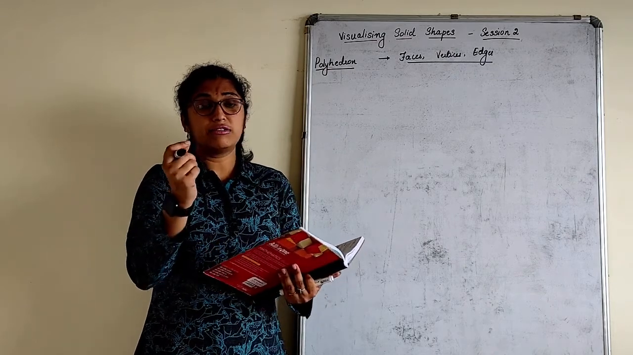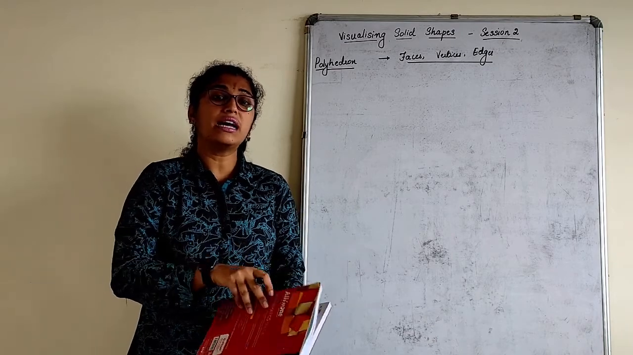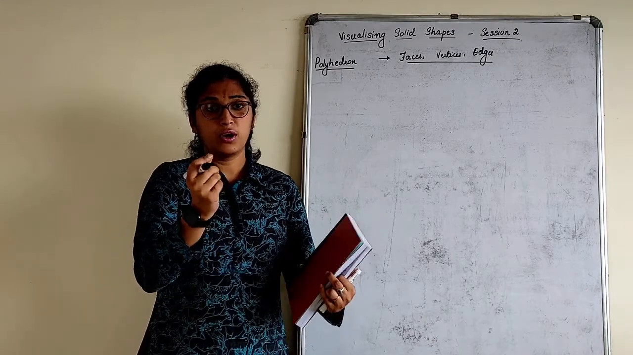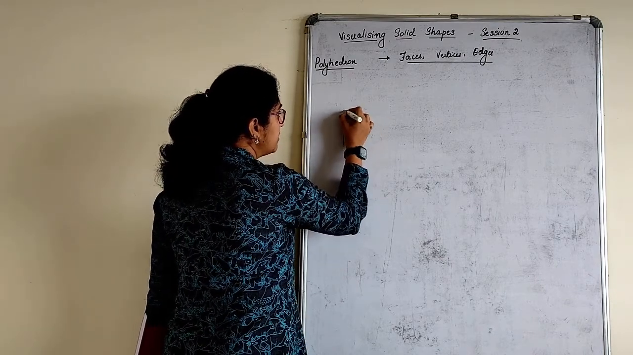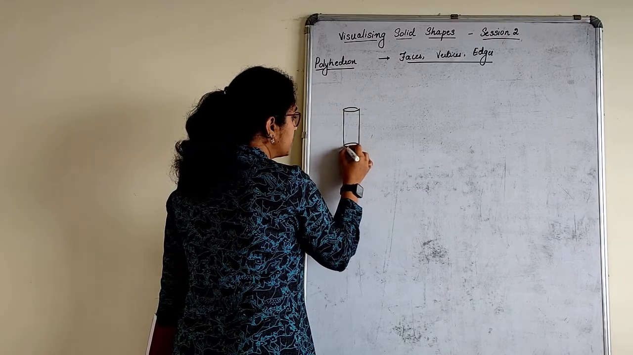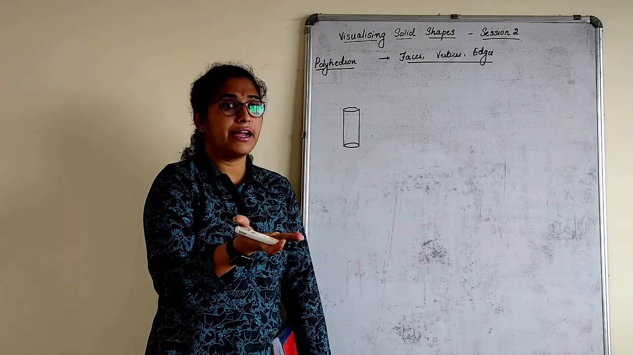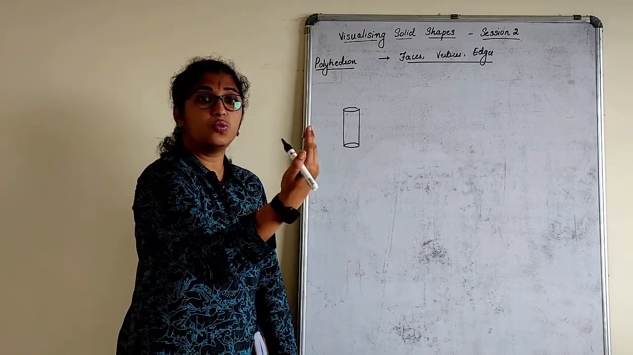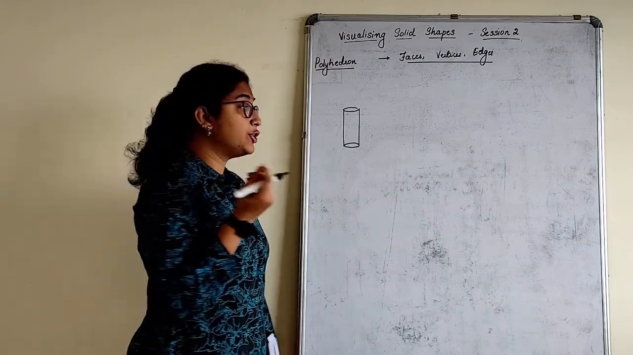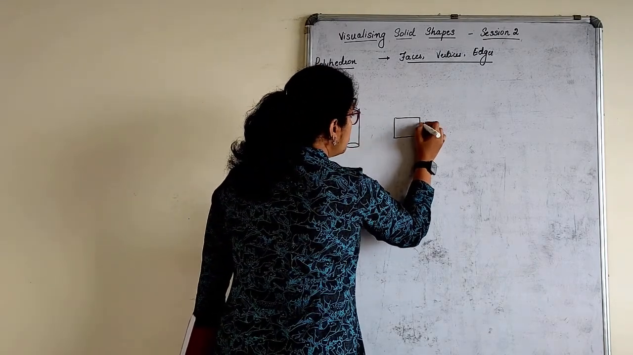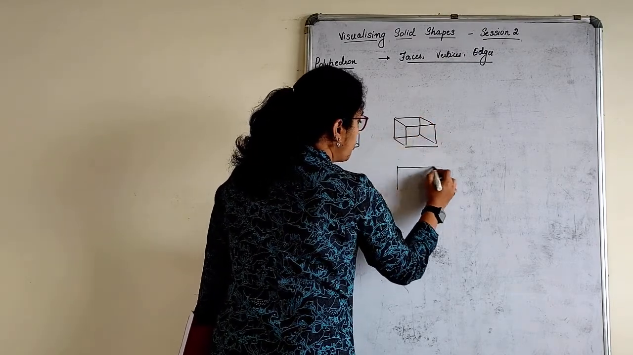Suppose we talk about a cylinder. Have you all seen a cylinder? What are the different faces of a cylinder? A cylinder has two circular faces, one at the top and one at the bottom. Then it has one curved surface. Now, when I talk about a cube or a cuboid, will it have a curved surface or a flat surface?